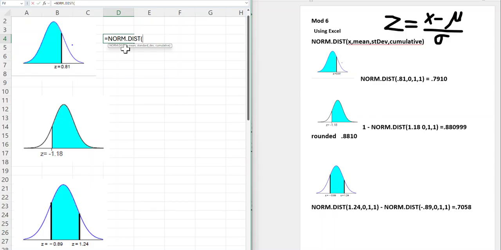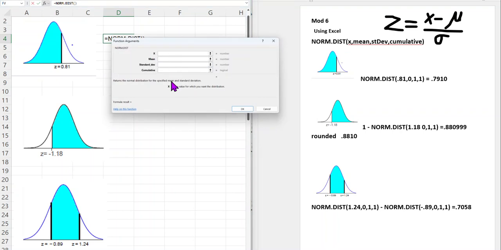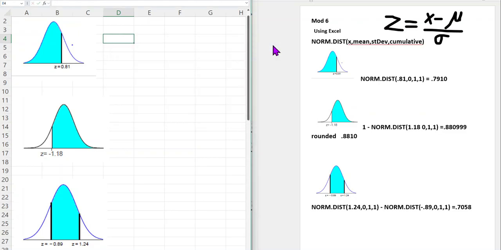X is the threshold, which is this z-score here. The mean of a standard normal curve is always 0. The standard deviation is 1, and cumulative means that's the way I'm calculating it. If you want to see more information, just click on the function button and it will bring up the pieces, and it'll give you more help with the function as well. Okay? So I'm not going to bother with that. I'm just going to type these in here.